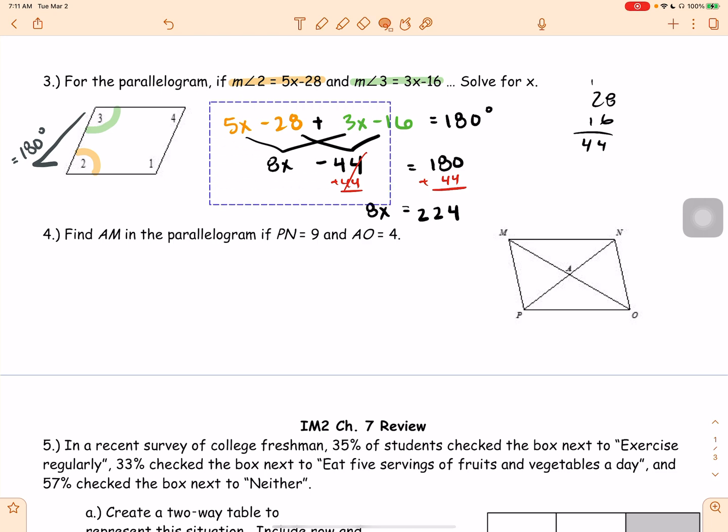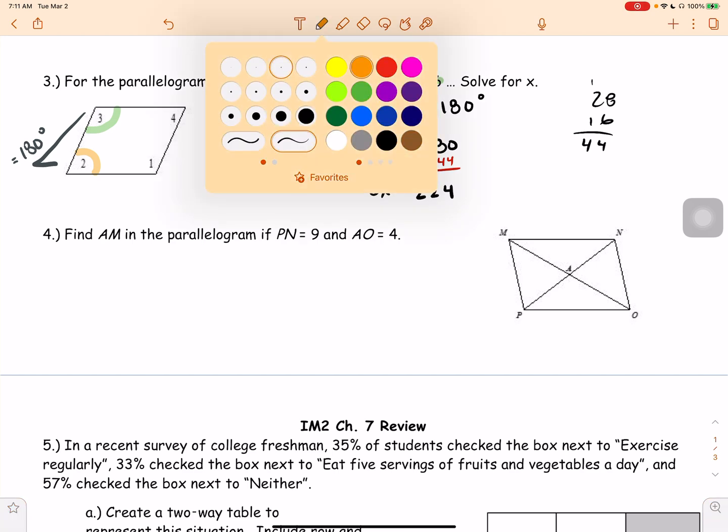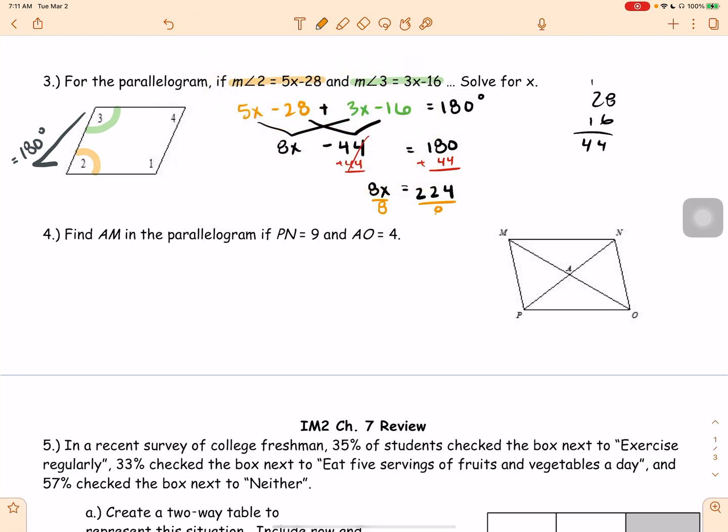I'm going to move this up just a little bit because I wrote too big. So now you have to divide both sides by 8. Yeah, 16. I'm just being lazy, not wanting to go over to my calculator. So it should be 28. Okay, so x equals 28. And that's what it said. It said solve for x.